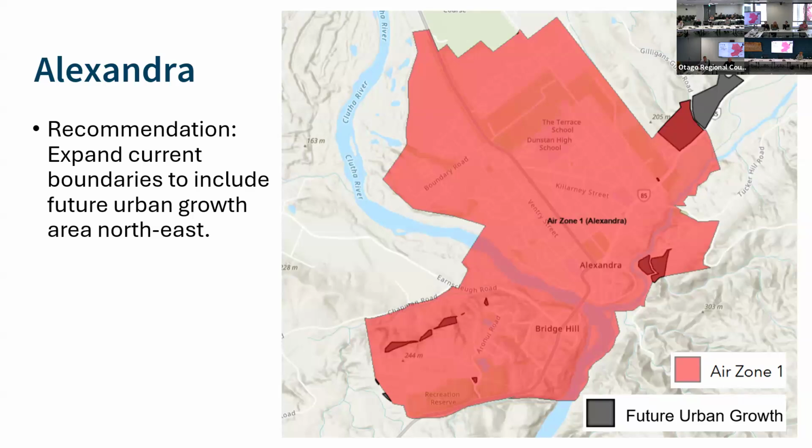Just wondering what the dark red zones are. Oh, sorry, that's just an overlay of the dark grey. Actually, future urban growth has been identified in a number of areas according to this map, but most of them are within the current airzone 1 boundary. And so that's where the dark red colour is.